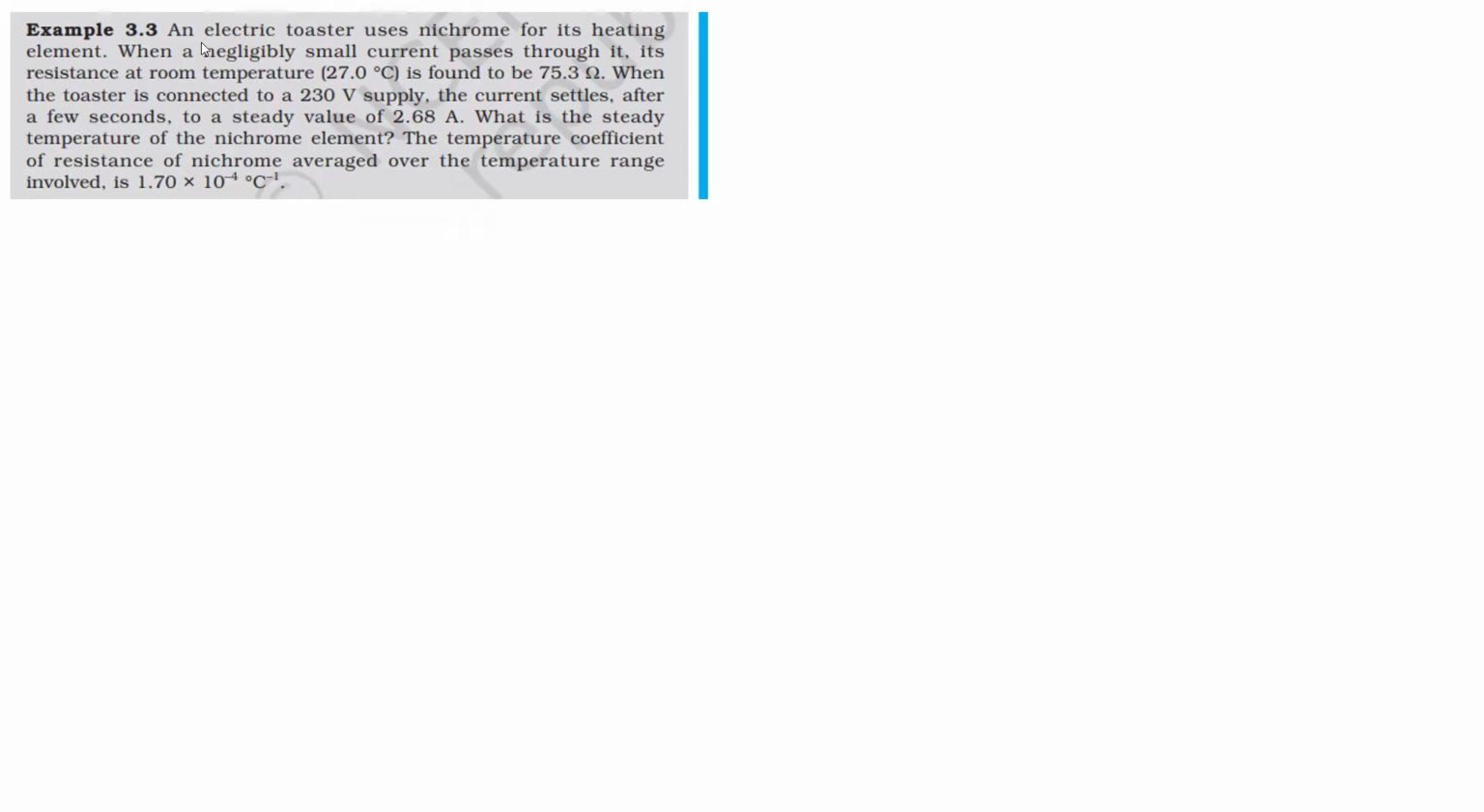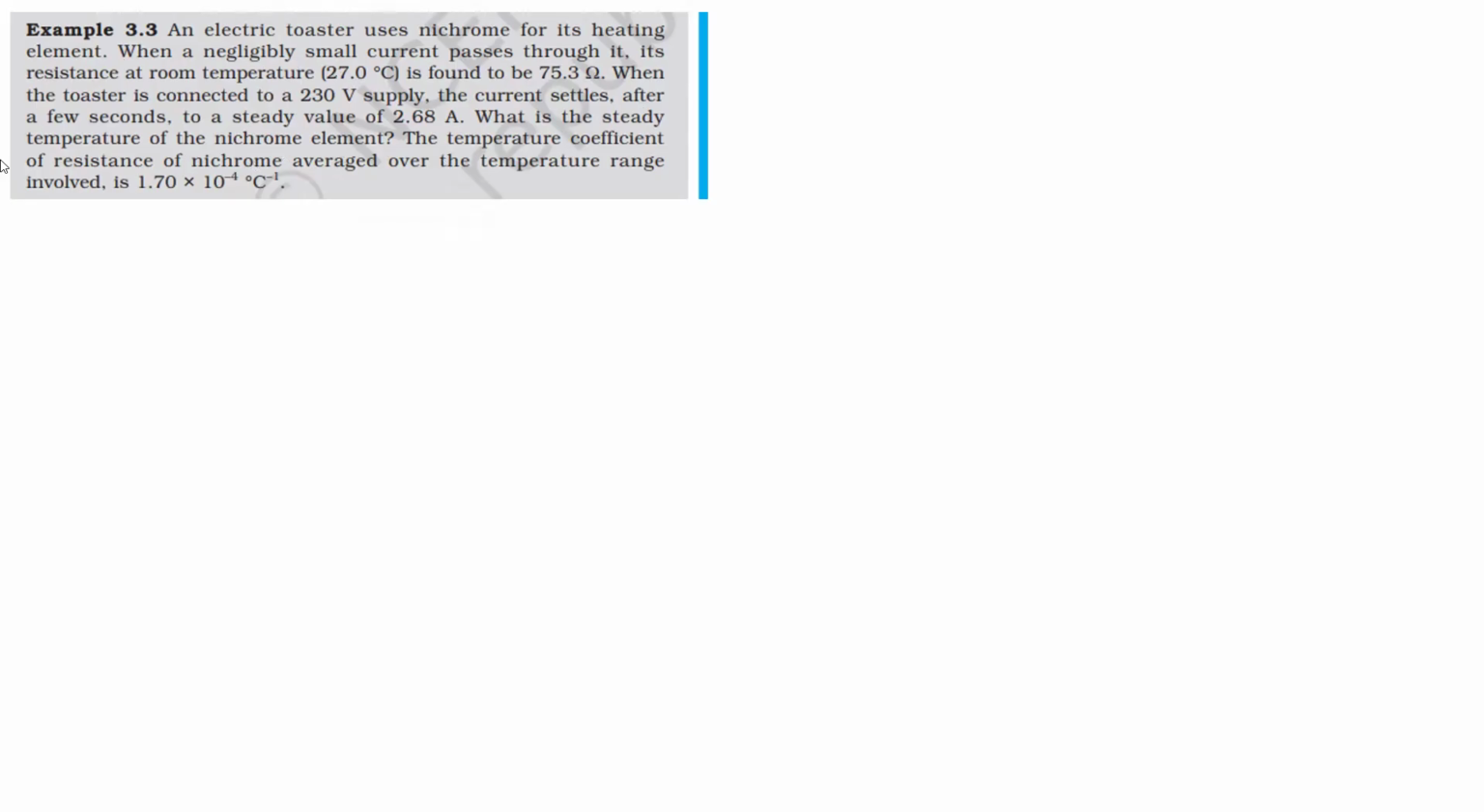Example 3.3. An electric toaster uses nichrome for its heating element. When a negligibly small current passes through it, its resistance at room temperature of 27 degrees centigrade is found to be 75.3 ohm. When the toaster is connected to a 230 volt supply, the current settles after a few seconds to a steady value of 2.68 ampere. What is the steady temperature of the nichrome element?